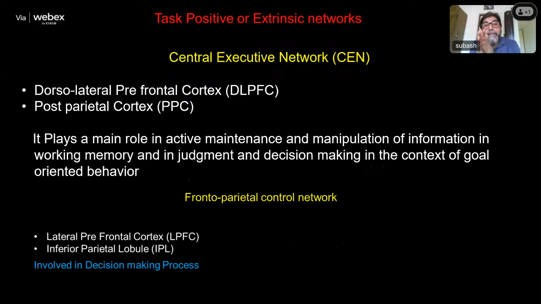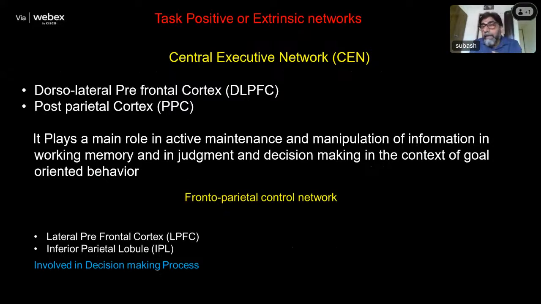Then the next important network is the central executive network, which comprises the dorsolateral prefrontal cortex and the posterior parietal cortex. This network plays a main role in active maintenance and manipulation of information in working memory, and in judgment and decision making in the context of goal-oriented behavior. When you have to do a goal-oriented task, the central executive network comes into action, and it sends signals to different regions of the brain: okay, be ready for this particular task.